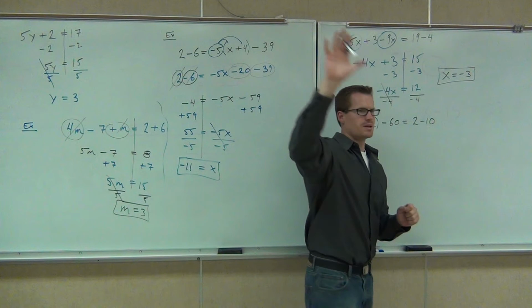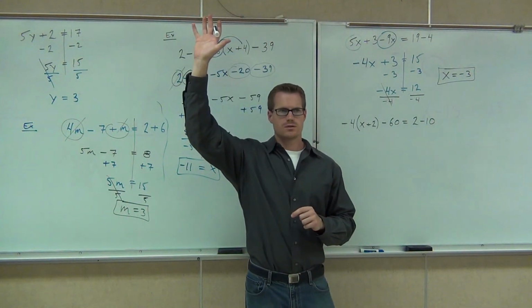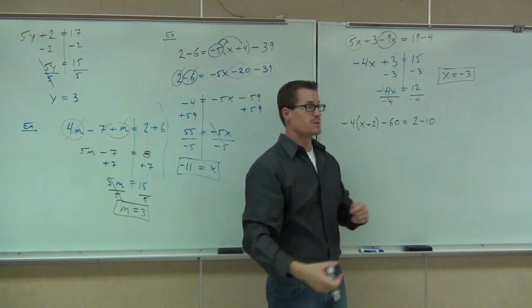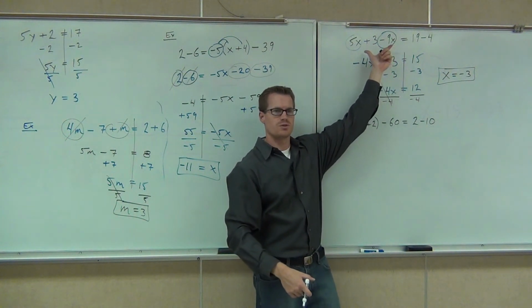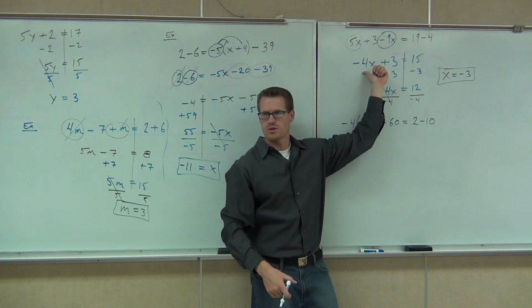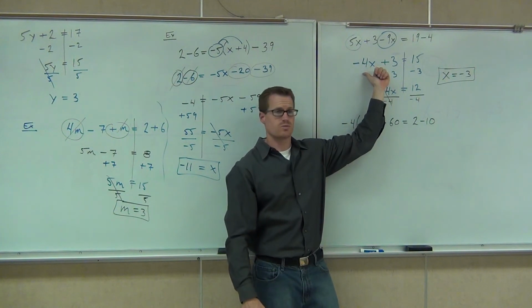By show of hands, how many got negative 3? Good for you. If you didn't, where'd your mistake come from? Did it come from combined like terms? If you do this and you get a positive 4x, is your problem going to turn out right? No. Not quite so much. You're going to be off by a sign.